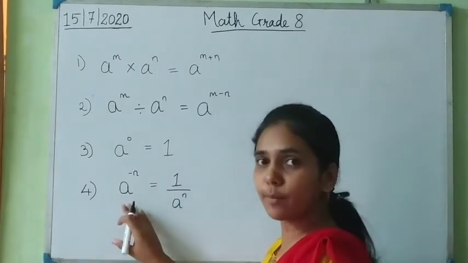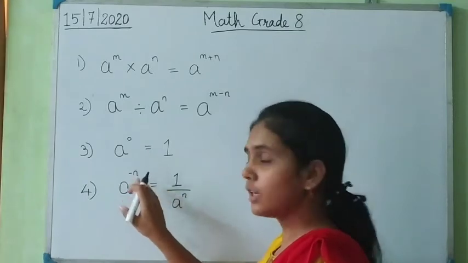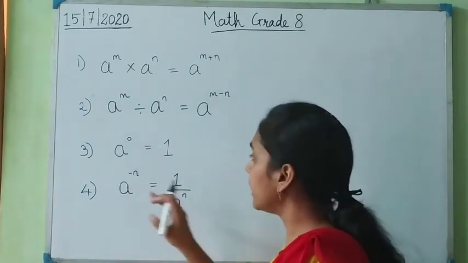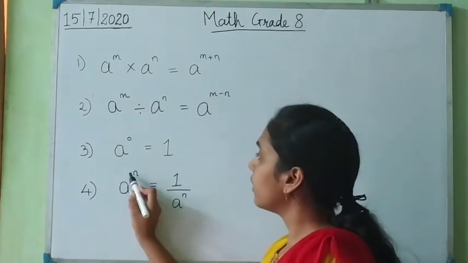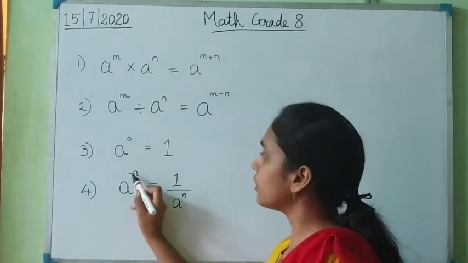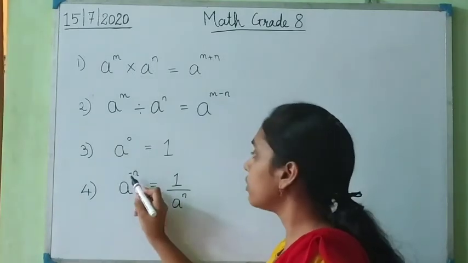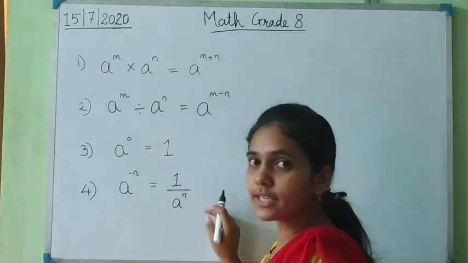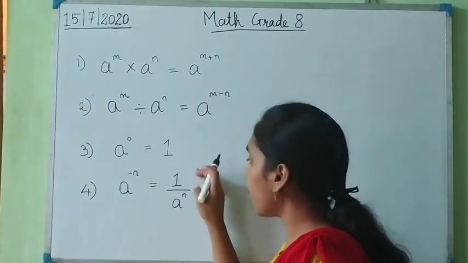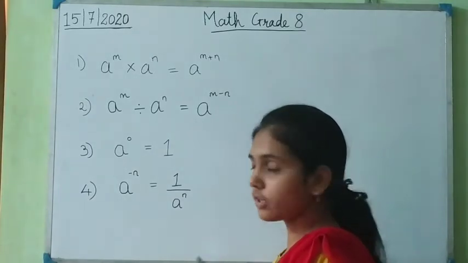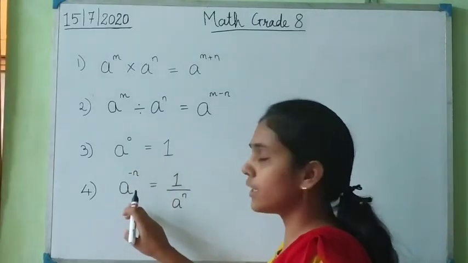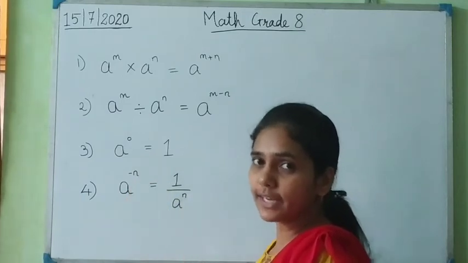So how do we write a number raised to the negative power? We write it as 1 upon the number raised to the same power. Only in this case we are omitting the negative sign, okay. We don't want this negative sign. So we write it as 1 upon a raised to n, okay. So this is the form in which we write a number if it is raised to a negative power, okay.